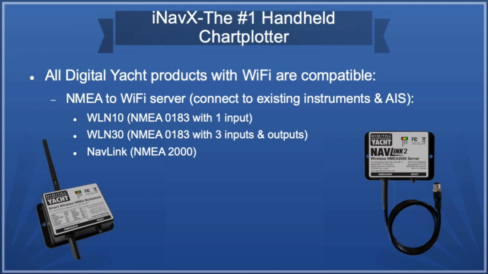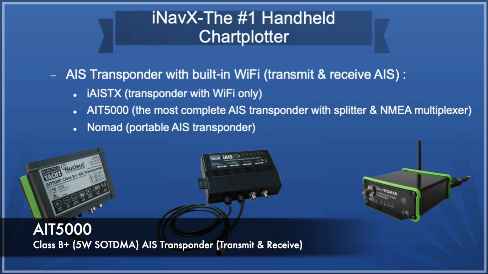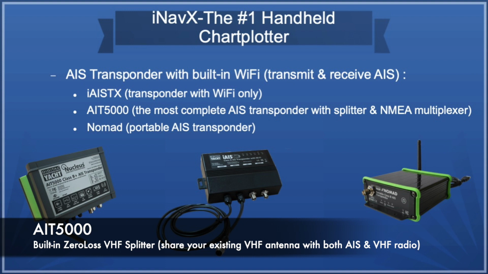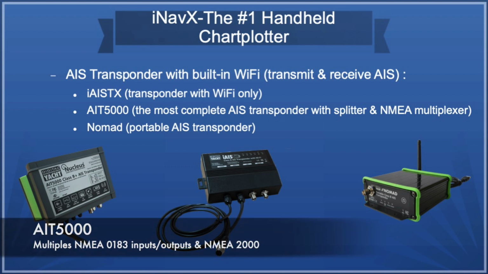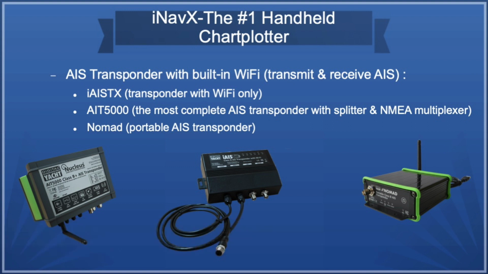And however, if you don't have any AIS on board, we also have a range of AIS products with built-in Wi-Fi. The most popular product from Digital Yacht is the AIT 5000, an AIS transponder, which means it transmits and receives all the AIS. It has a built-in zero-loss VHF splitter, so you will use your main VHF antenna for both your VHF radio and your AIS transponder. Then all the NMEA interfaces, and finally the Wi-Fi. So if you don't have any AIS or NMEA to Wi-Fi server, you can directly go with the AIT 5000.